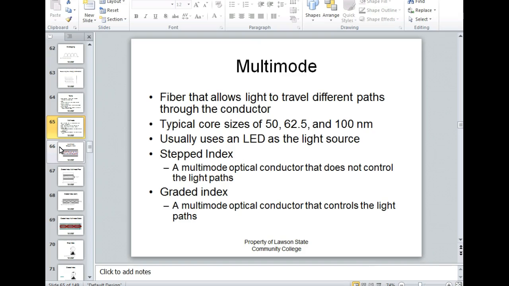We have two types of multi-mode cable. We have what we call stepped index and graded index. So we're going to be dealing with graded index cable or fiber. What does that mean? So what's the difference between stepped index and graded index? And what advantage does each one of them hold?